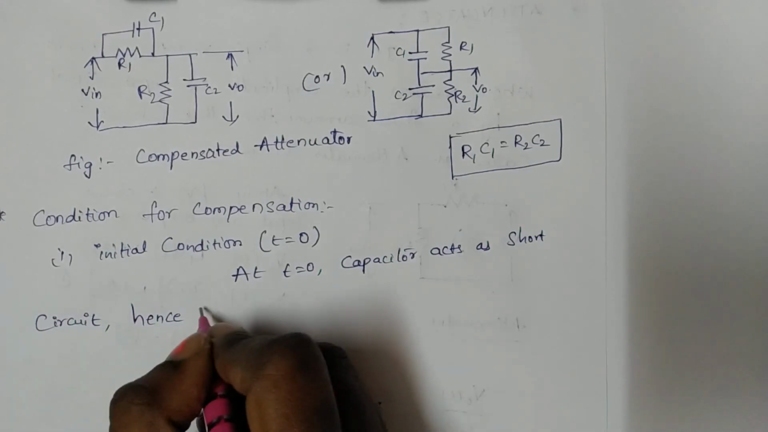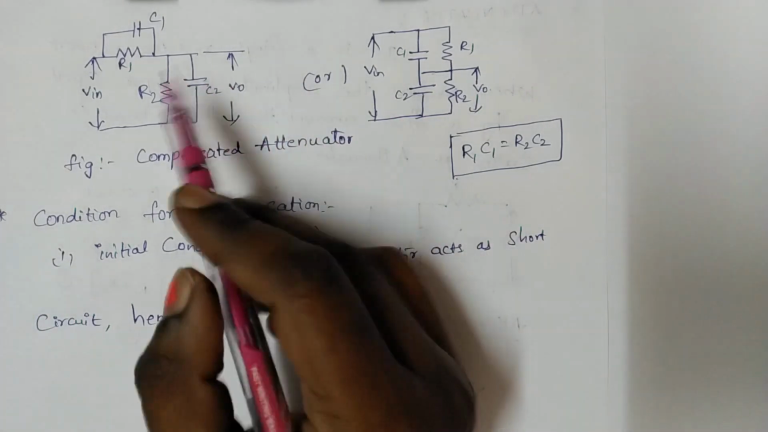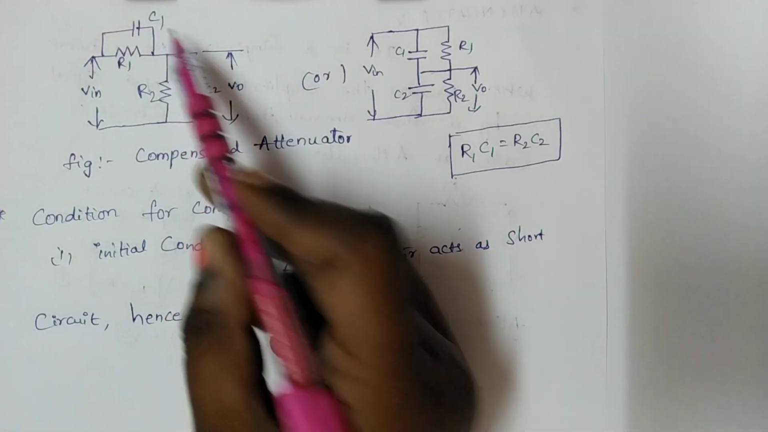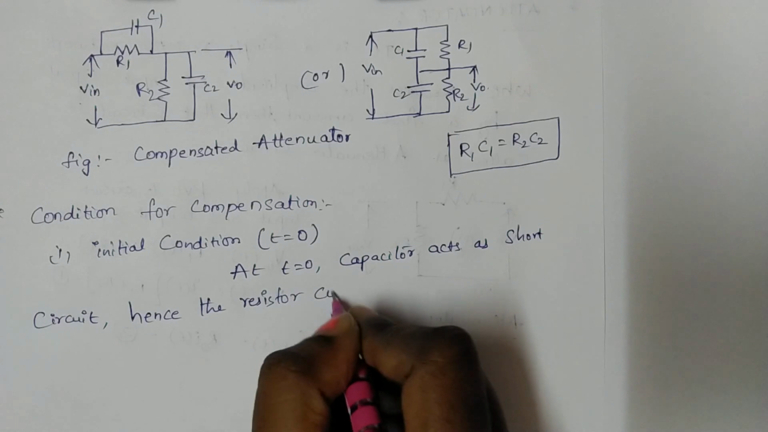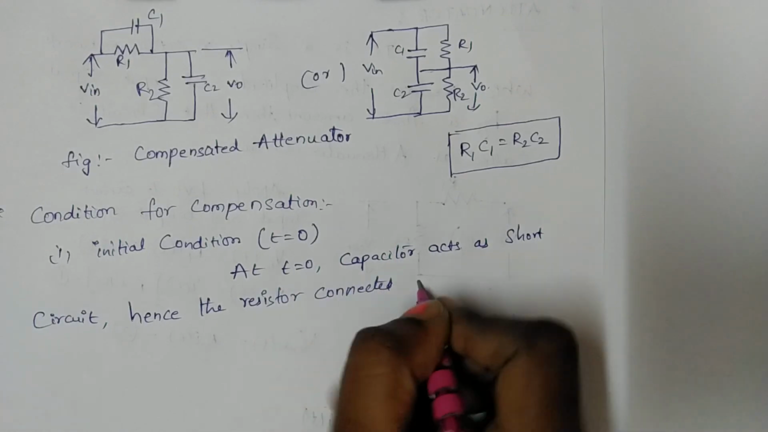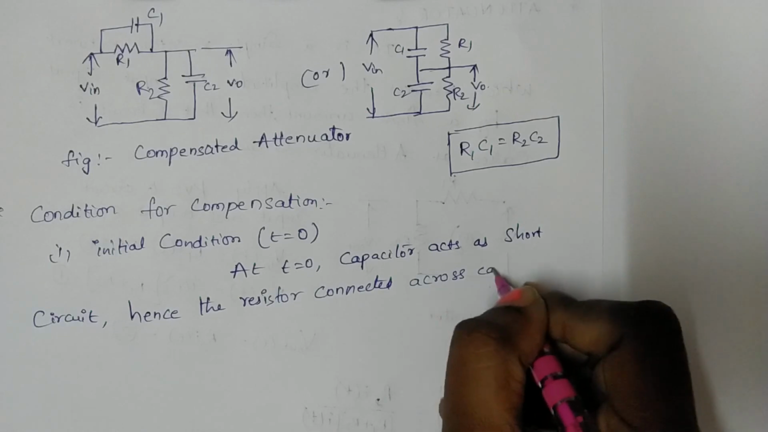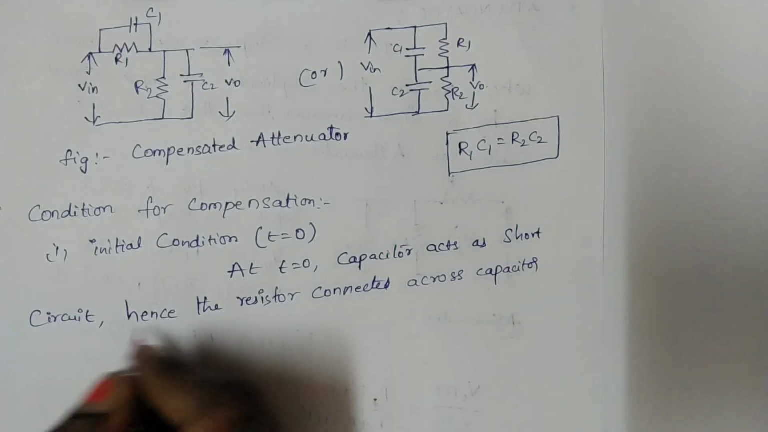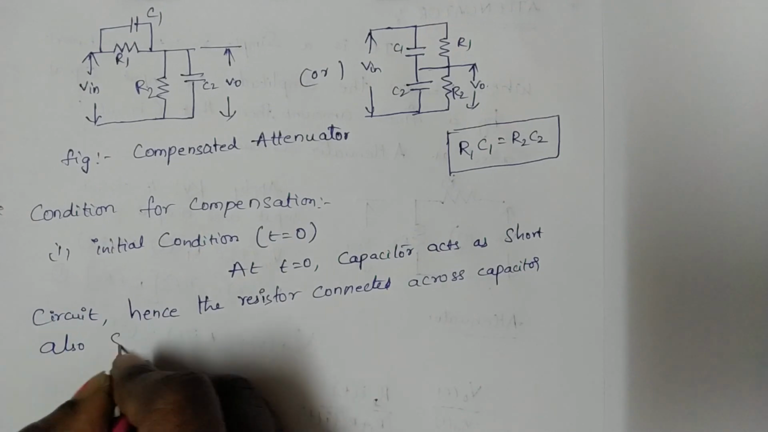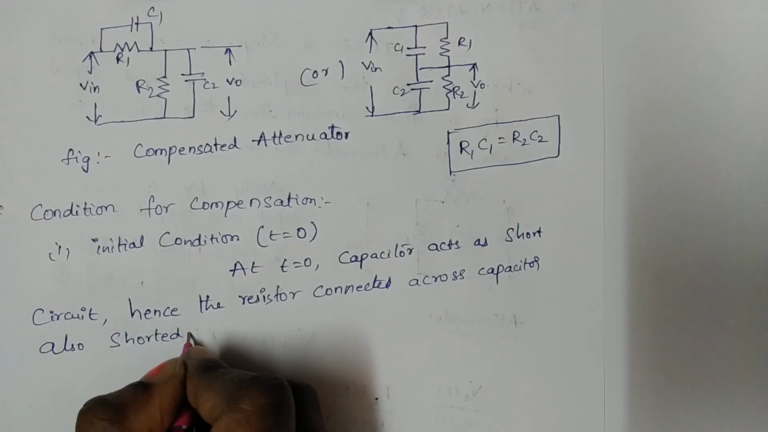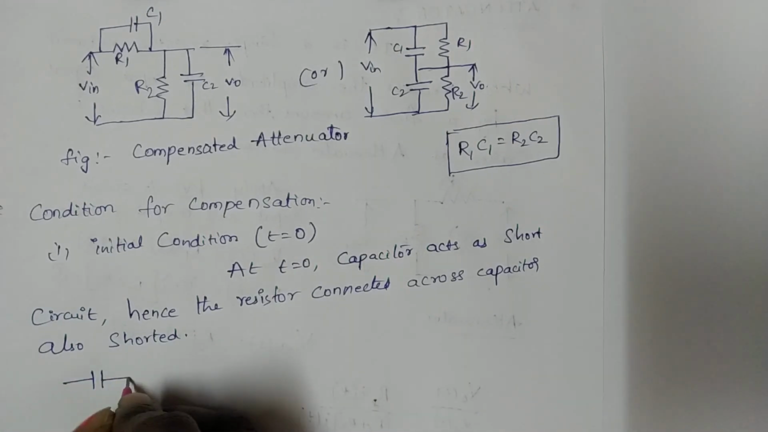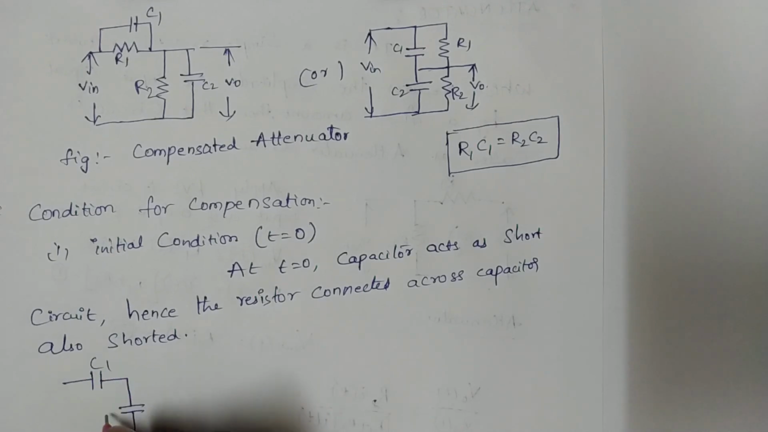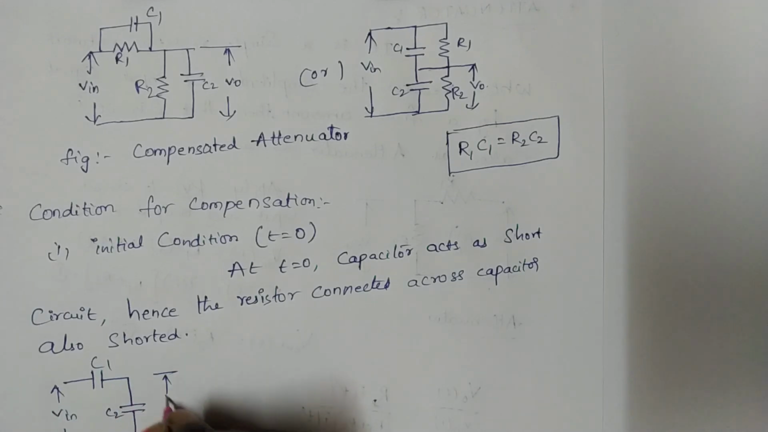Hence, what will happen to the resistors also? In the above figure, we can see that at t equal to 0, the capacitors act as short circuits. Hence, the resistors connected across the capacitors are also shorted. Then the circuit will be represented like this. We only have the capacitors C1 and C2. They charge up to the maximum voltage, V input, and the output is across C2.